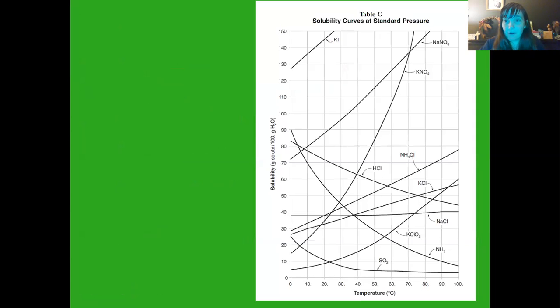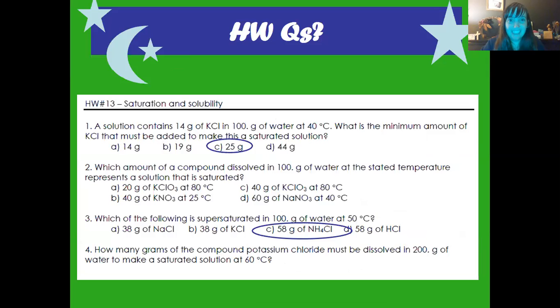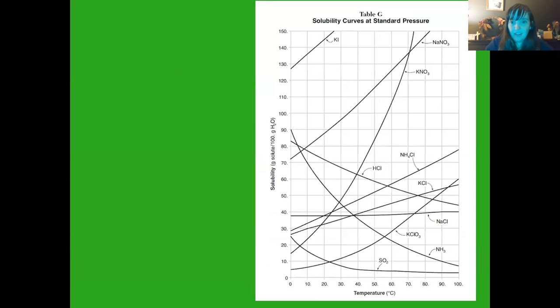So this reference table is the one we've been using, and it's here again for your reference. It's also in the PowerPoint. Let's take a look back at homework 13. So question 1 said a solution contains 14 grams of potassium chloride and 100 grams of water at 40 degrees Celsius. What is the minimum amount of potassium chloride that must be added to make this a saturated solution? So that's 14 grams of potassium chloride, 40 degrees Celsius. Let's look at table G. So we're looking here at potassium chloride.